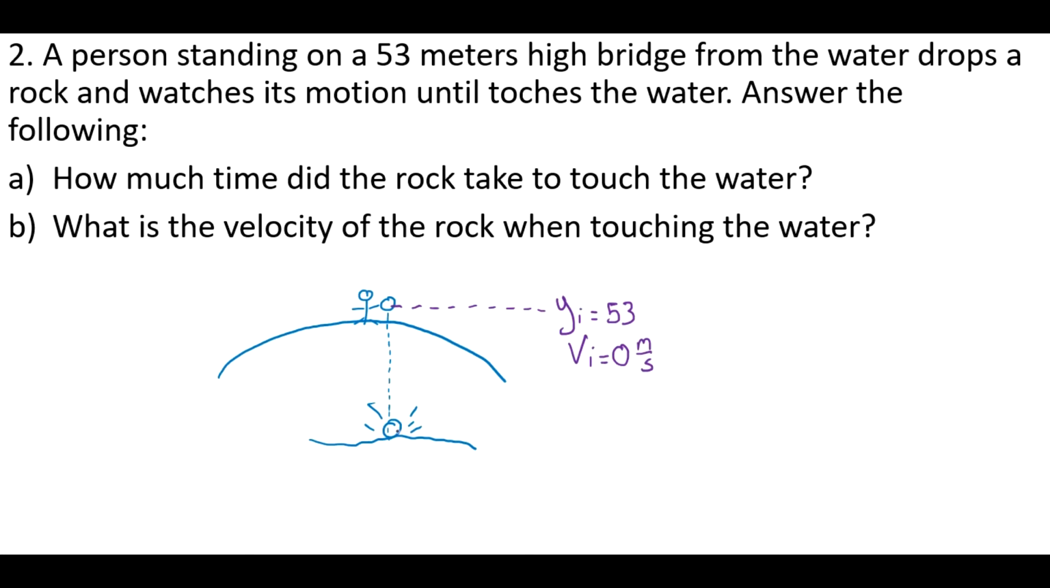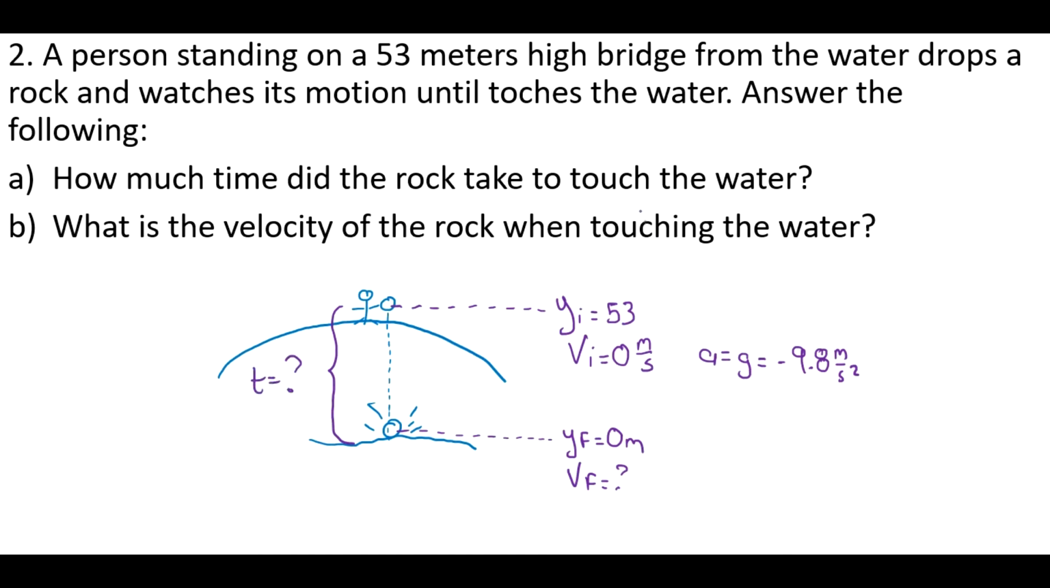This is the final position, where the motion ends. Final position in this case is always 0 meters because that's the height. Final velocity, in this case I don't know. I got acceleration, that is the value of the gravity, minus 9.8 meters per second square. And the time, I don't have the time. The time that it took the rock to touch the water. How much is that? And this is the drawing.